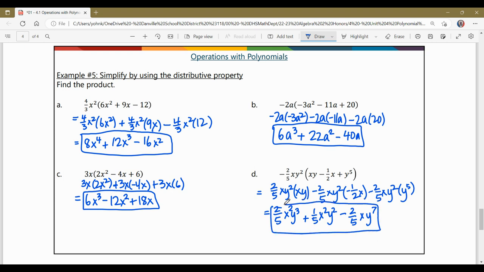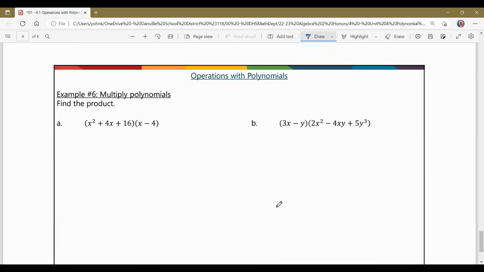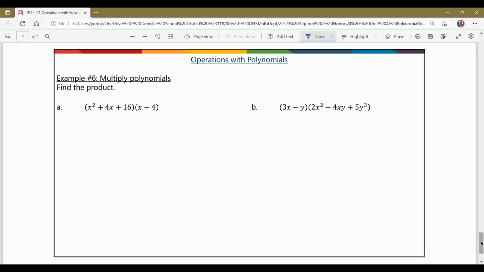All right. Very good. Okay, we've got one more type of distributing. Find the product. Now I have a trinomial and a binomial, and then in letter B, a binomial and a trinomial. When you're doing these, you're going to take each of the things in each of the parentheses and multiply by all the other ones.